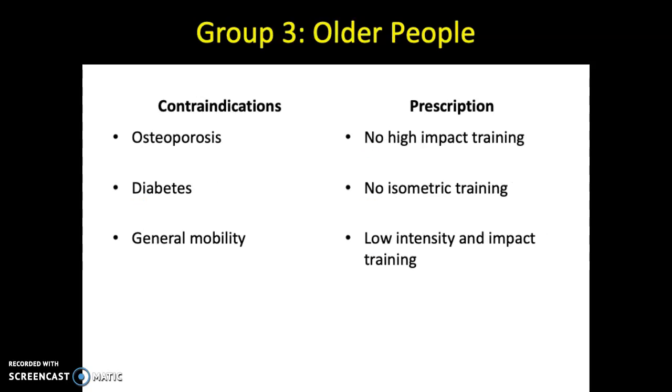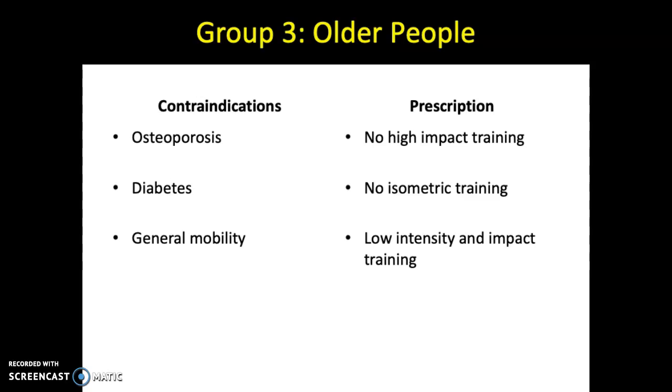The final group I'll be looking at is older people. The first contraindication of older people is that they are more susceptible to osteoporosis. This is where they have weaker bones, which means that the bone is more brittle and can result in a higher rate of injury such as bone breakages or fractures.